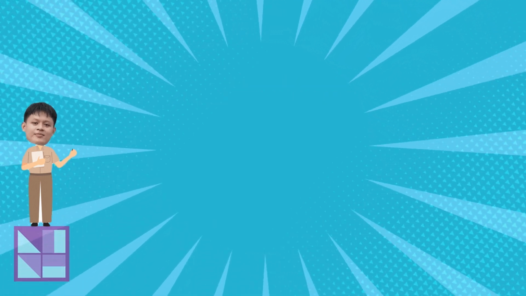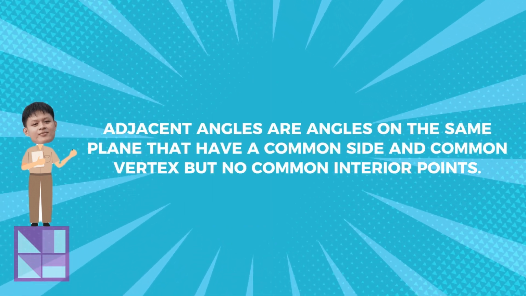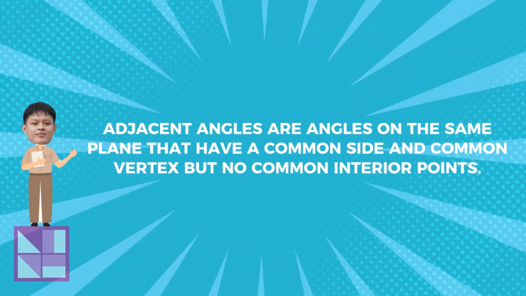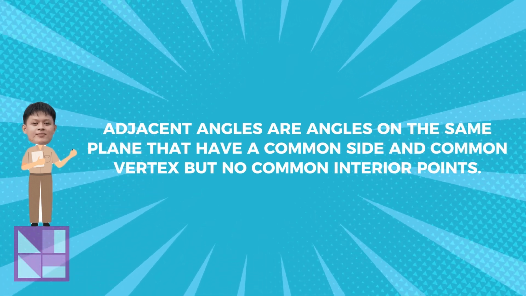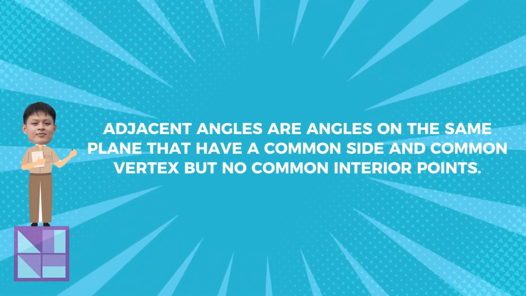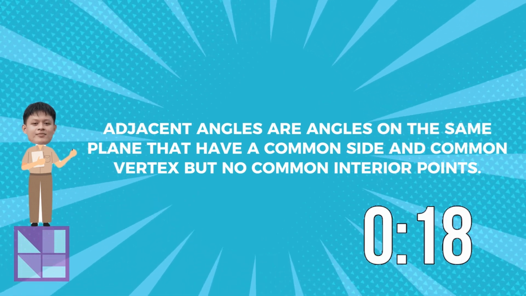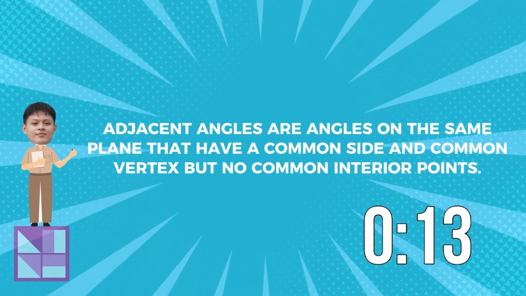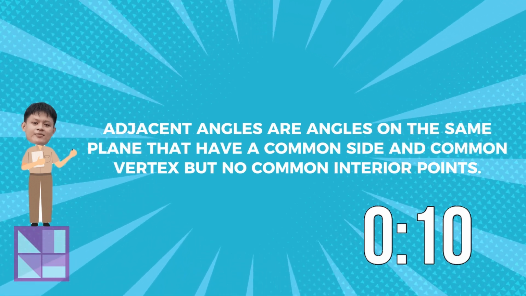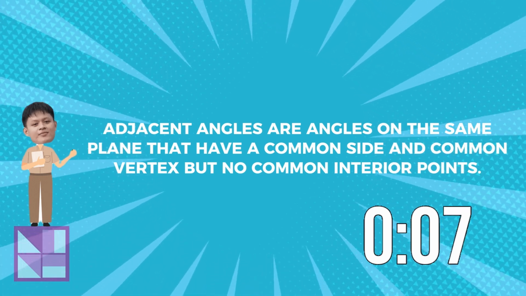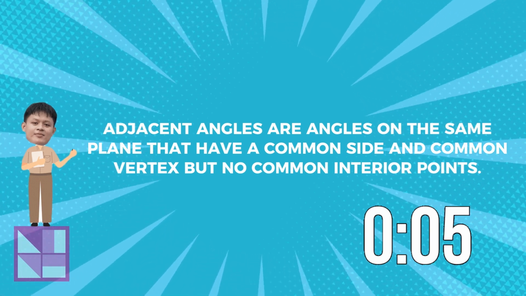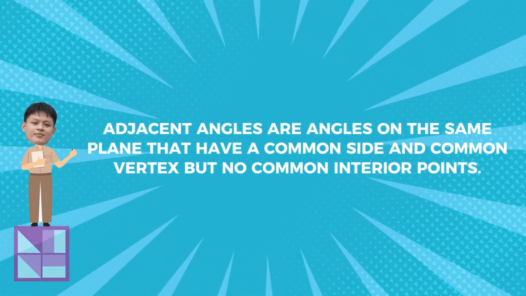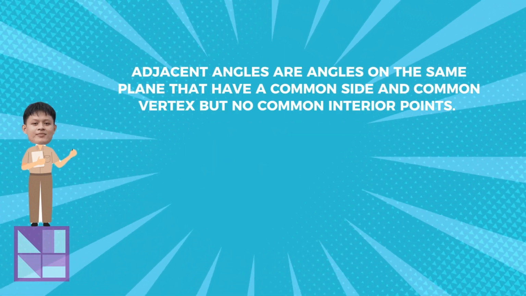Item number 8. Adjacent angles are angles on the same plane that have a common side and a common vertex, but no common interior points. Green flag or red flag? Time's up. The correct flag is green flag.